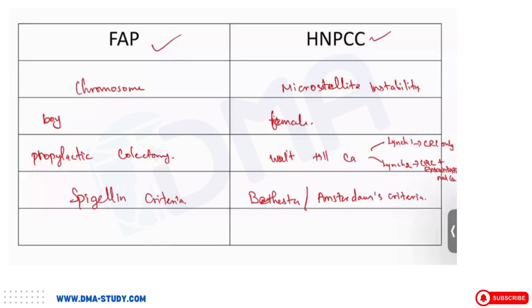Apart from that, you may see restorative proctocolectomy with ileoanal anastomosis. Wherever it is damaged, we do the proctocolectomy with ileoanal anastomosis. And here we do the total colectomy. Okay, this is FAP and HNPCC.